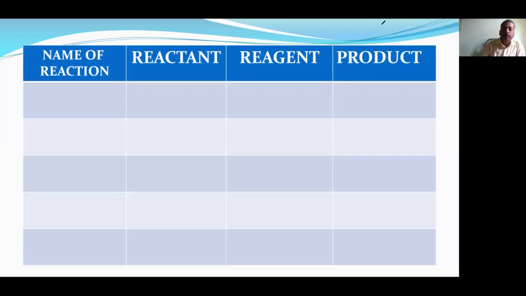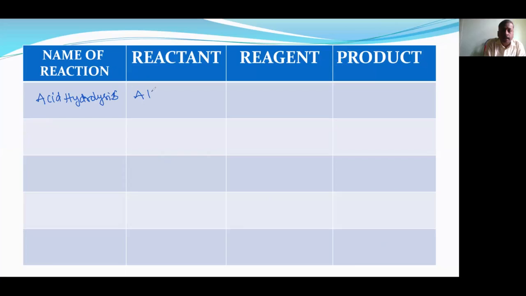So here I am showing you the model how to fill this up. First of all, we have to write the name of the reaction. In this session, we have studied the first naming reaction as acid hydrolysis. What was the reactant?